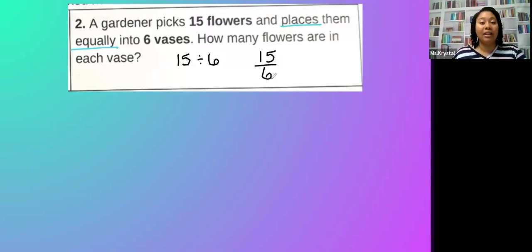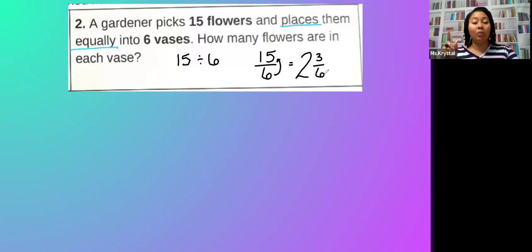And we do the same thing. We ask ourselves, how many times does 6 go into 15? So let's skip count. 6, 12, 18. 18 is too big. So 12 is as close as we can get. So we're going to say 2 times. And now let's count up from that 12. So we have 12, 13, 14, 15. We have 3 as our remainder, and we have 6 as our denominator because it stays the exact same.